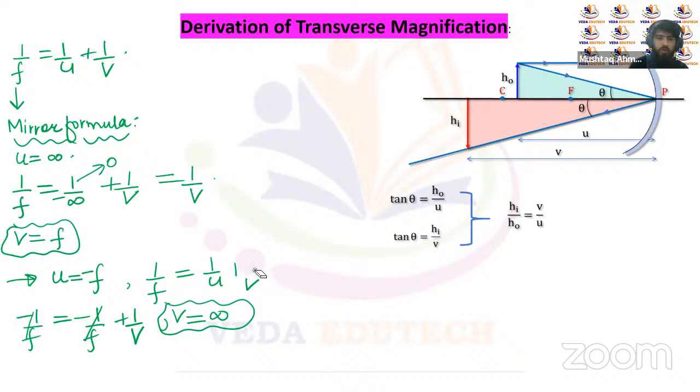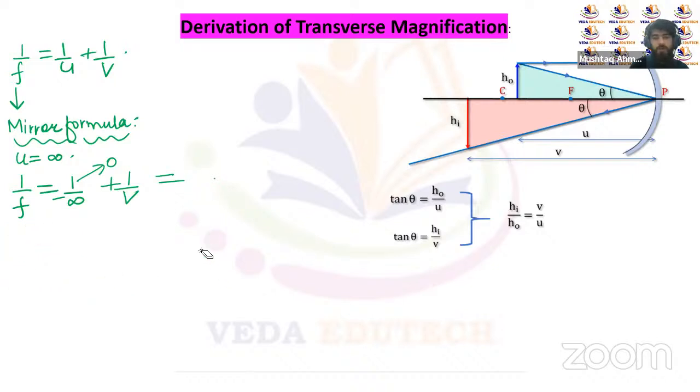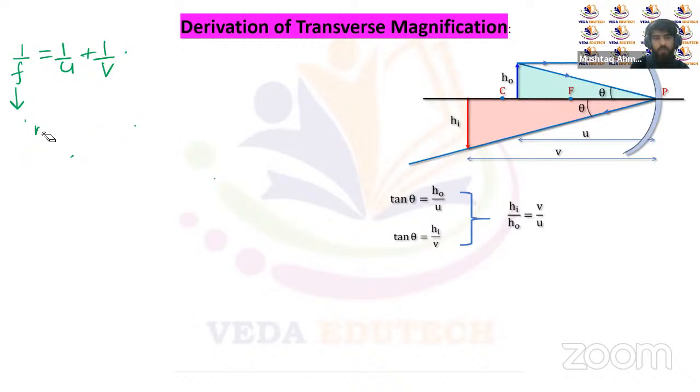Now let's talk about the magnification. Magnification is the relation between the image distance and the object distance, or the relation between the size of the object and the size of the image. It gives us a relative idea between the size of the object and the size of the image.